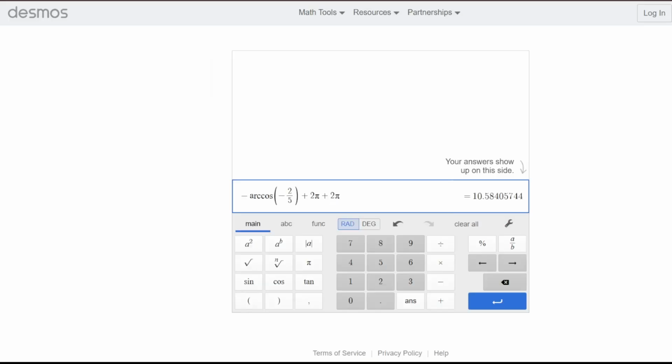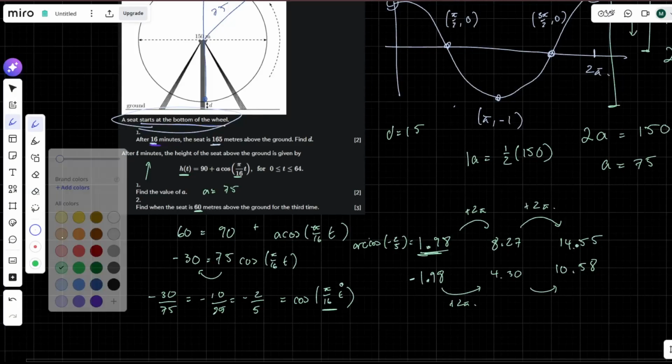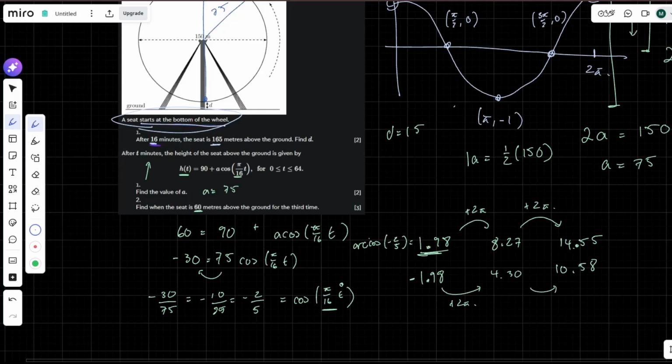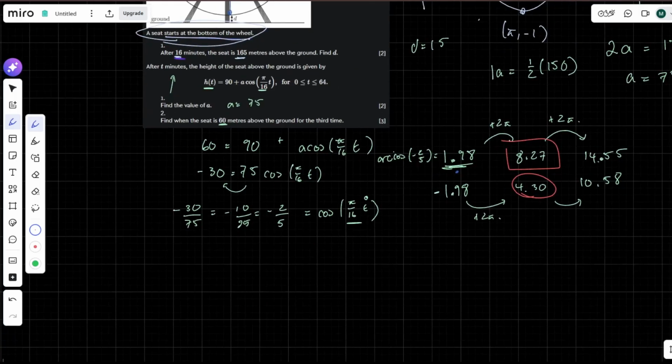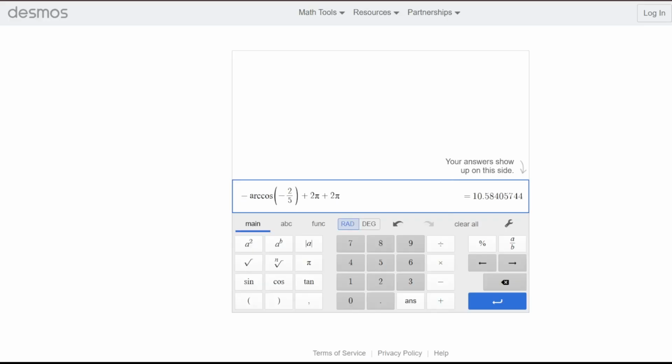Okay, the reason this matters, if we're going from the very beginning and we're looking for our third positive solution, presumably our very first solution is the 1.98, our second solution is going to be the 4.3, and then our third solution is this one, the 8.27. But obviously this is not our ultimate solution. This is the value for the angle that cosine needs. So to find our actual solution, we're going to set this equivalent to pi over 16t, and then we're going to solve it as 16 over pi times 8.27 equals t, and put that to 3 significant figures.